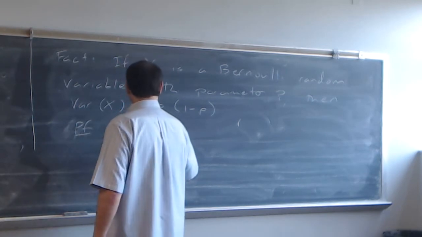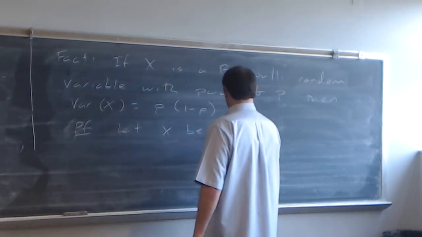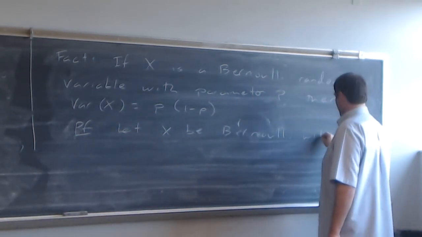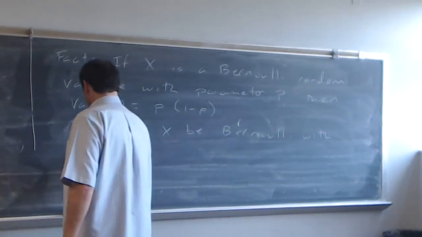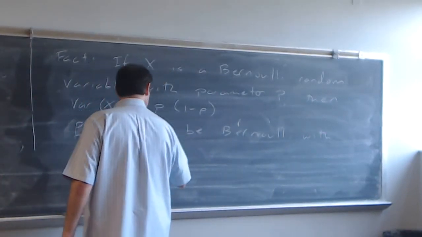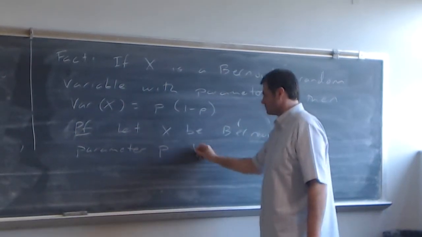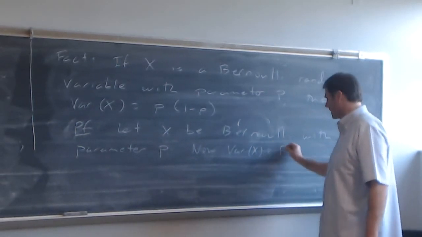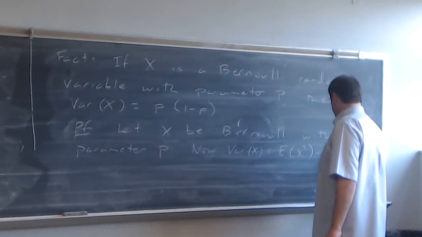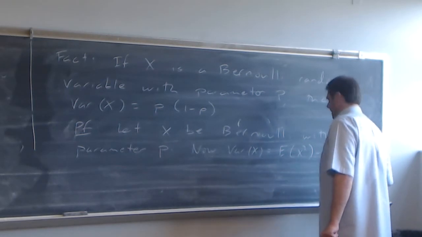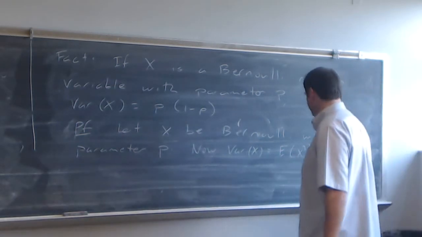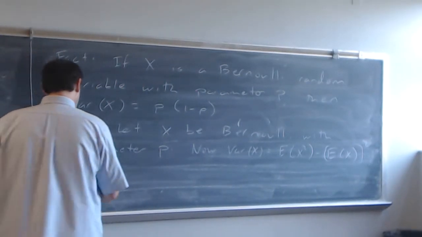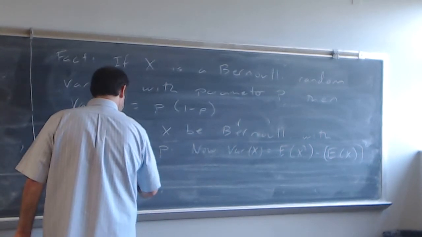So here again we've got X Bernoulli with parameter p. Now, the variance of X by formula is equal to the expected value of X squared minus the expected value of X, quantity squared. That's what we showed today. And so we need to calculate each one of these. But I know what the expected value of X is. It's p. So this last part is just p squared. Well, what about the first part? The expected value of X squared.